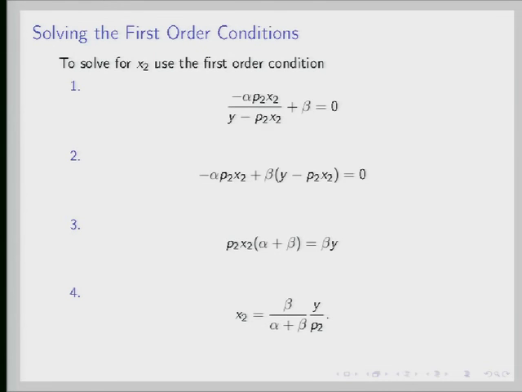Okay, so I've got income here. So just looking at that, how is the consumer's choice of x2 going to depend on the size of the pot of money they've got? Well, so x2 and y. As y gets bigger, what happens to x2? It gets bigger, and it gets bigger at a linear rate. The linear rate being this beta over alpha plus beta divided by p2.